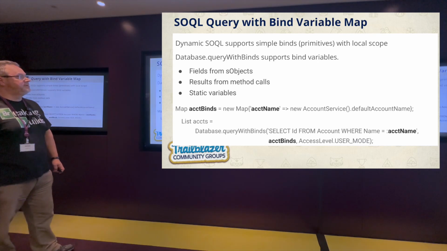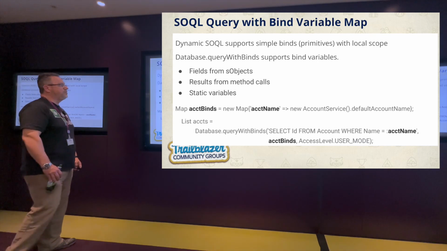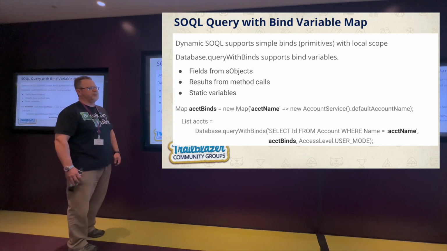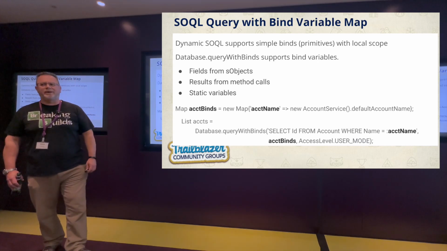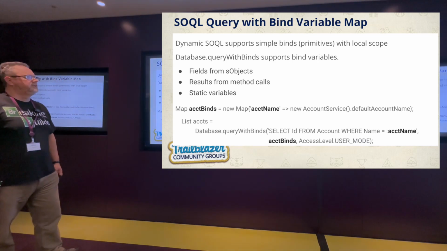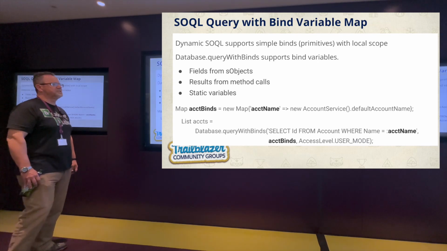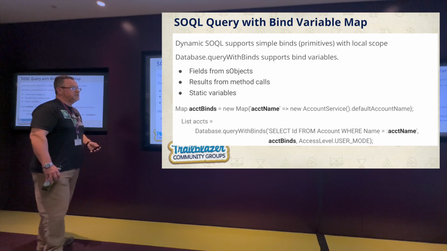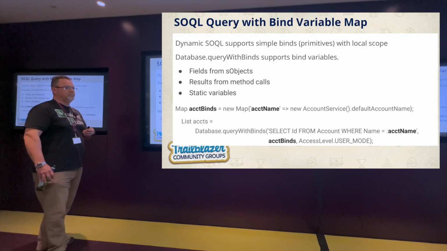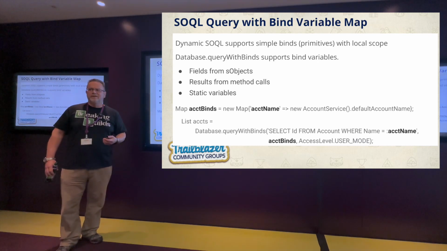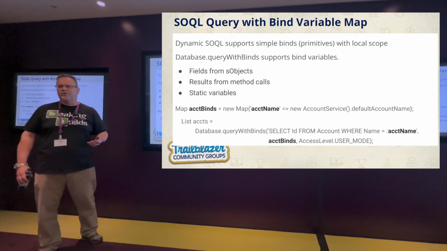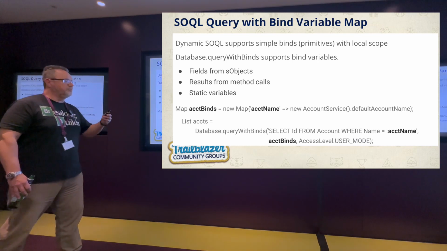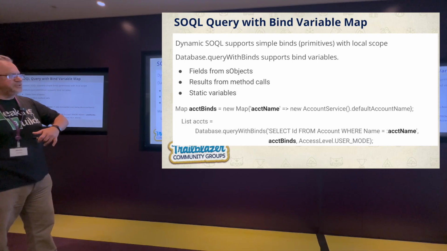Bind variable map. So this is quite interesting. When I saw the bind variable map, I thought, well, that's great. It kind of binds a bunch of things in a map rather than directly into the dynamic SOQL. And there was this whole thing of, oh no, but dynamic SOQL doesn't support binds. And it does, but it only supports primitives with local scope. So if you wanted to access something from another class, for example, if you wanted to get the result of a method, you couldn't bind that in.